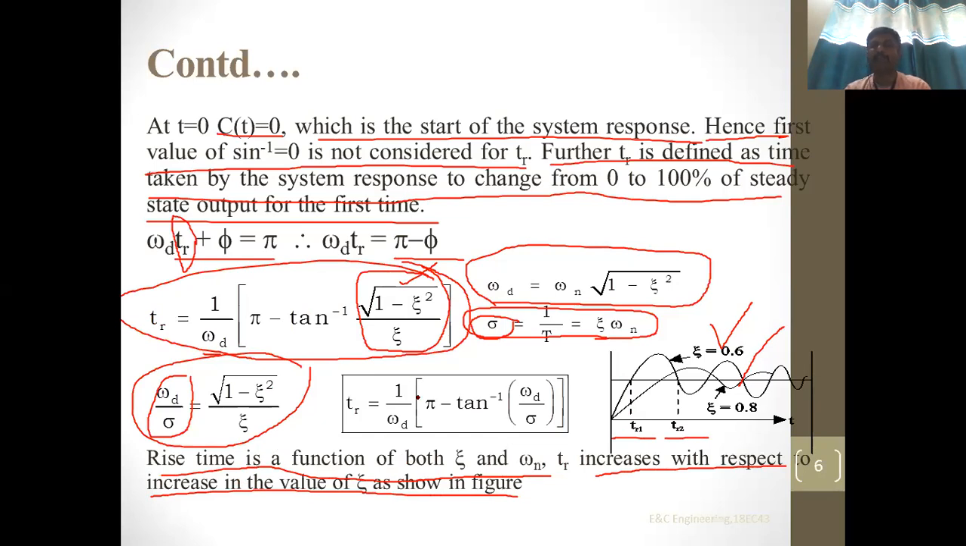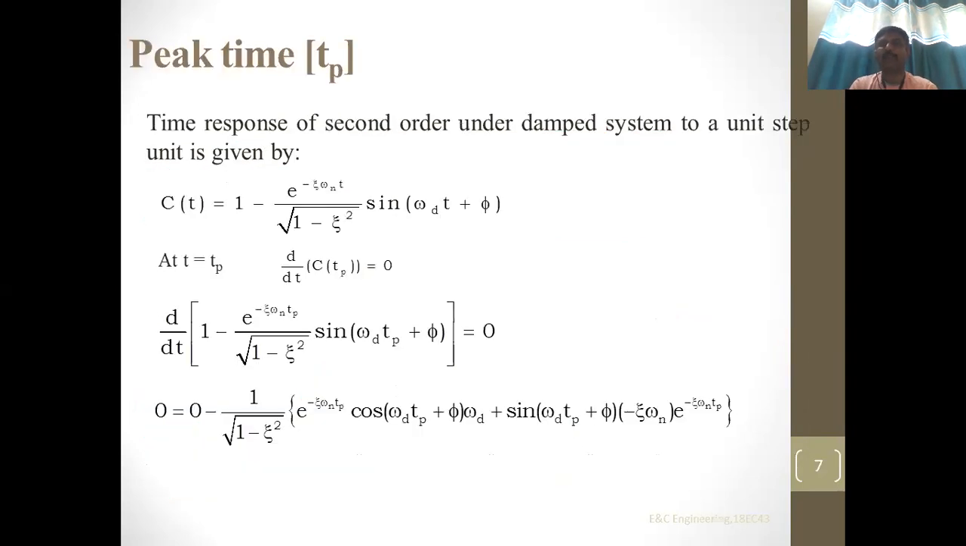And this is the expression for rise time: 1 by omega d into pi minus tan inverse of root of 1 minus z square divided by z. Is it okay? From the point of examination, you can expect derivation of this rise time, peak time and other parameters. Thereby, you need to practice these derivations. Is it okay? This is concerned with the delay time and rise time. Next, I shall move on to the peak time.